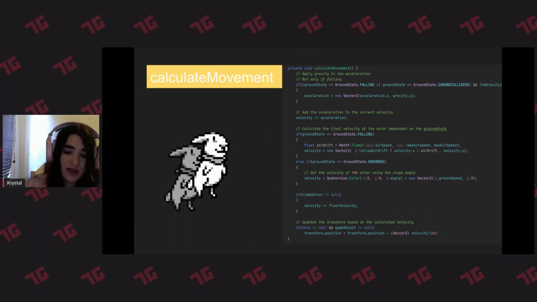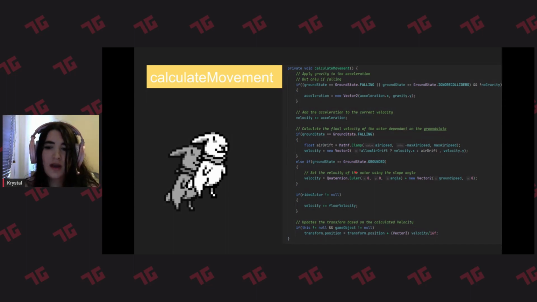The final stage of the actor is that it calculates the movement. So it takes the velocity and the acceleration that was put into the game logic and actually applies it to the final position that it wants to be put in the game. So here's that happening, where it takes the acceleration and sets that to the gravity and the X acceleration. And then the velocity is added to it.